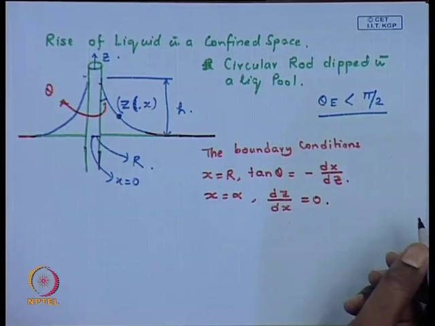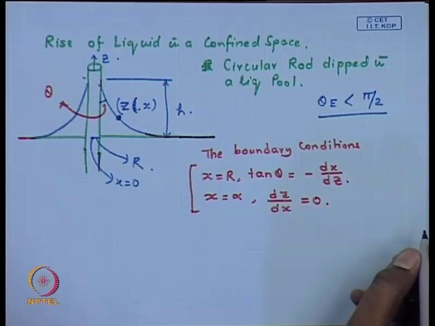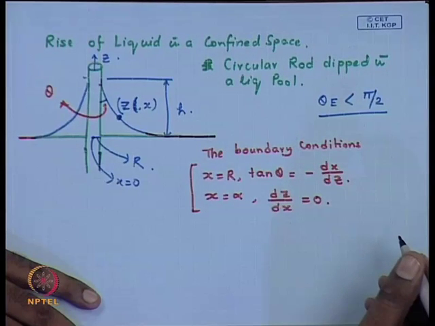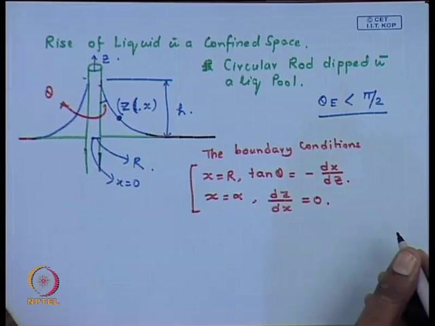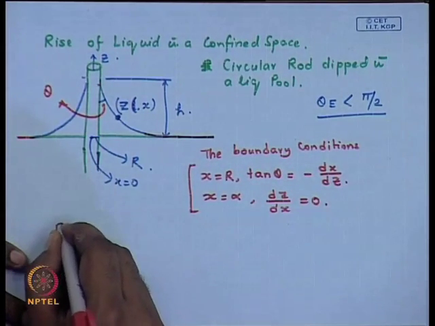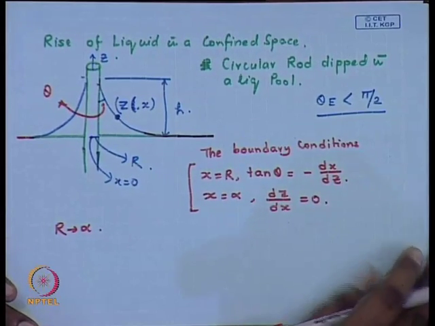Now, if you want to solve the Young-Laplace equation for the axisymmetric geometry with these boundary conditions, it has to be solved numerically because you can't proceed analytically. But one limiting or asymptotic case of this setting can have an analytical solution. That is if r tends to infinity. What does it mean? If r tends to infinity, this tube becomes extremely wide. Eventually it represents a setting where a flat slab is being dipped in the liquid.